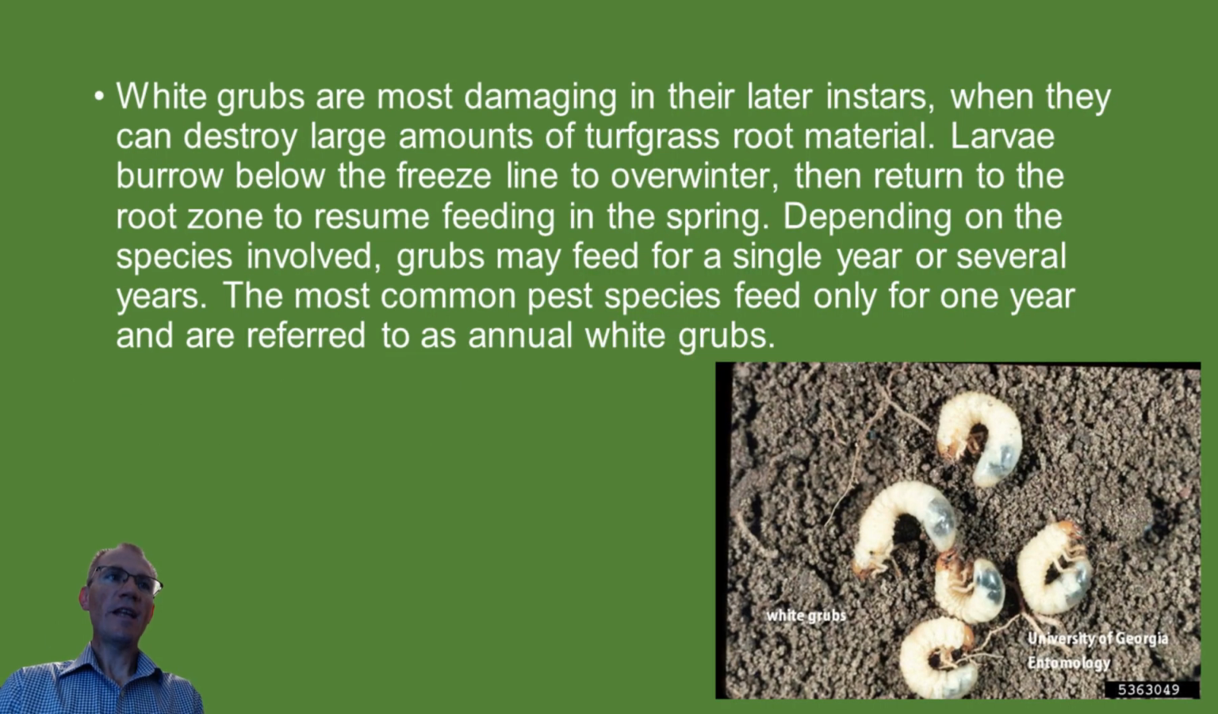White grubs are most damaging in their later instars, when they can destroy large amounts of turfgrass root material. Larvae burrow below the freeze line to overwinter, then return to the root zone to resume feeding in the spring. Depending on the species involved, grubs may feed for a single year or several years. The most common pest species feed only for 1 year and are referred to as annual white grubs.